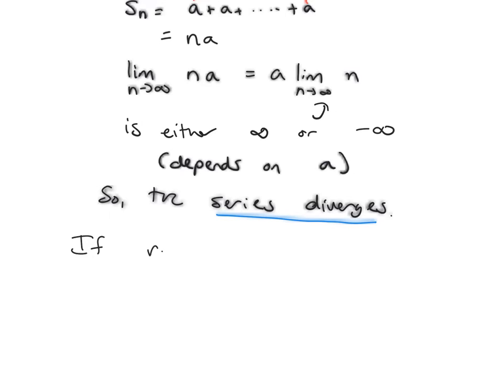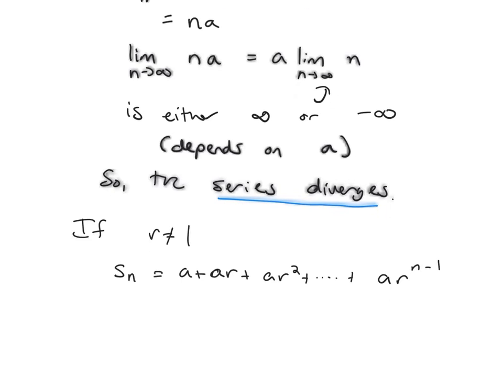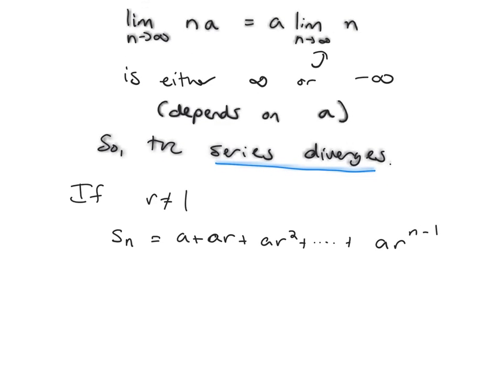If r is not 1, well, we really want to know about these partial sums, this S sub n. So I'm going to add up the first n terms: a, a times r, a times r squared, up to a times r to the n minus 1.